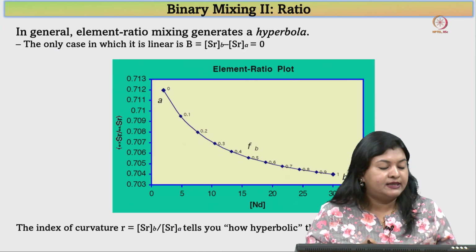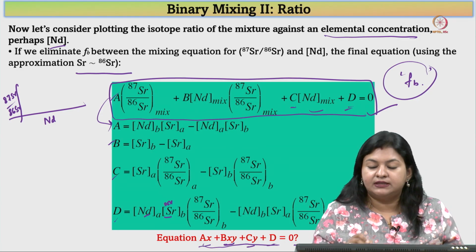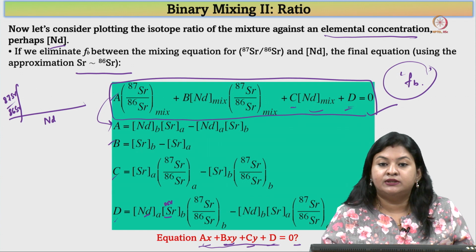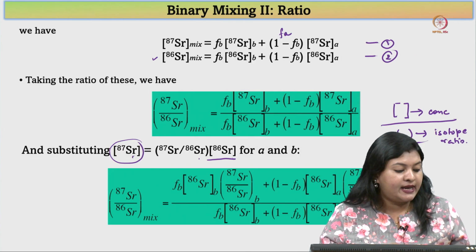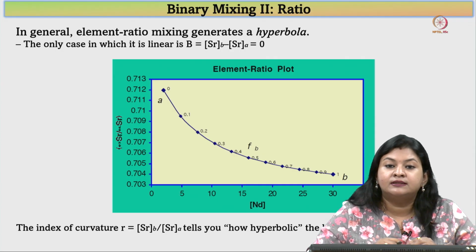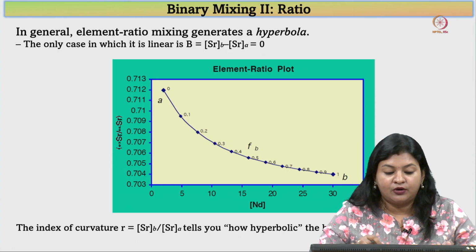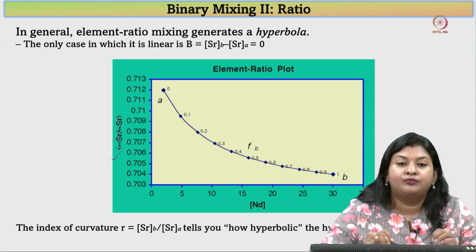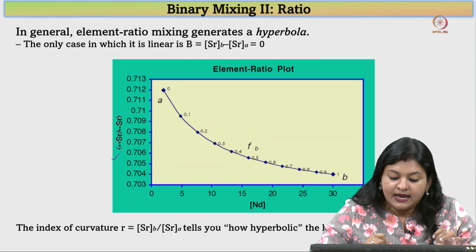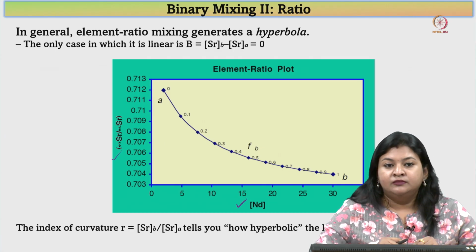So, with this equation, if I plot Ax plus Bxy plus Cy plus D equal to 0, what kind of plot will I get? I will get this kind of plot. And what is this? It is a hyperbola, right. So, we will get a hyperbolic plot when we plot the 87 strontium by 86 strontium ratio on one axis and the neodymium concentration on the other axis, right.